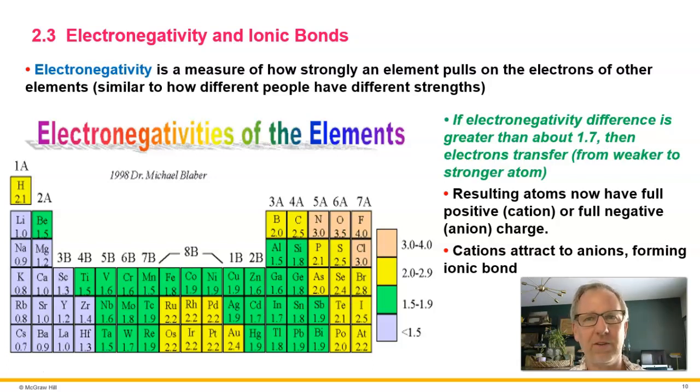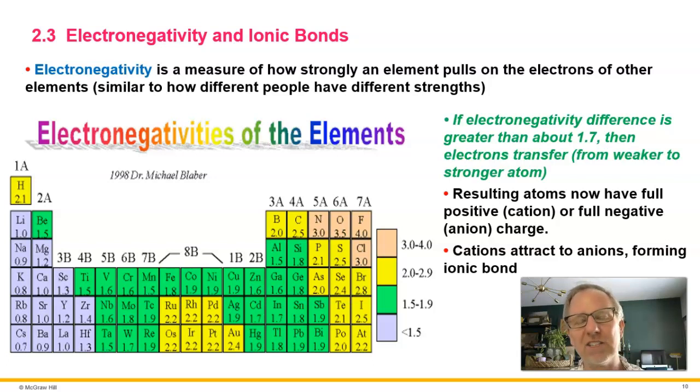What is electronegativity? Electronegativity is a measure of how strongly an element pulls on the electrons of other elements. It's very similar to how people have different strengths. So you have arm wrestling matches. Not everybody's going to match up equally. Somebody's going to be stronger than somebody else. So in a similar way, in the world of the elements in our universe, each element has its own strength of how strongly it pulls on electrons from other atoms. And that strength is referred to as its electronegativity.